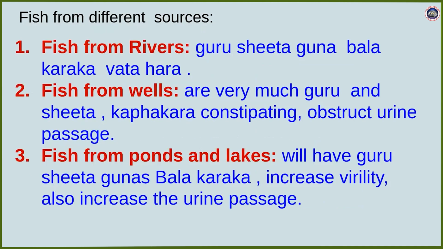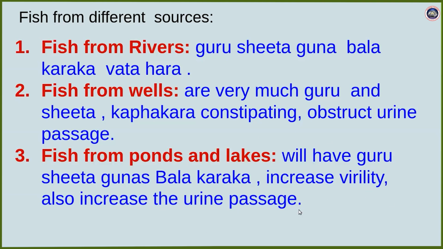So again, fish from rivers are guru and sita, fish from wells are very much guru. That means they are still harder to digest. And fish from ponds and lakes are again guru. All these three, river, wells, and ponds, are one after the other guru, guru and guru. Guru means, because as a food we have to consider first whether it is easily digestible or not. Guru are not easily digestible.